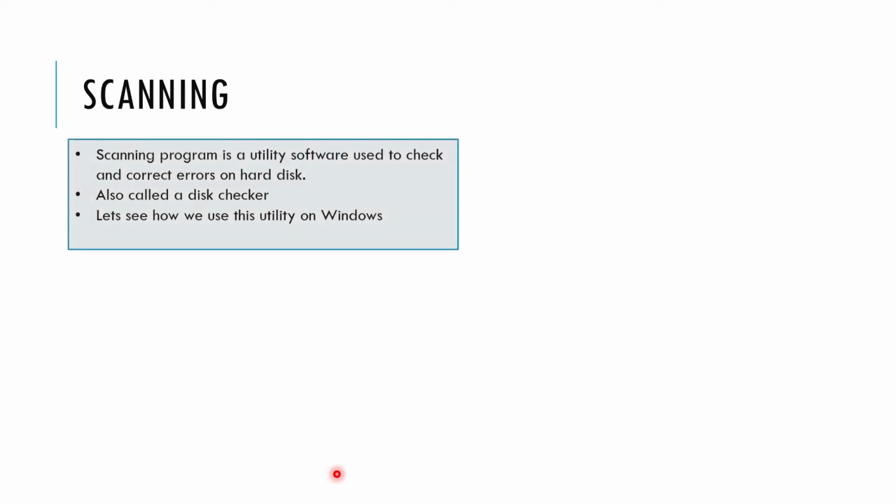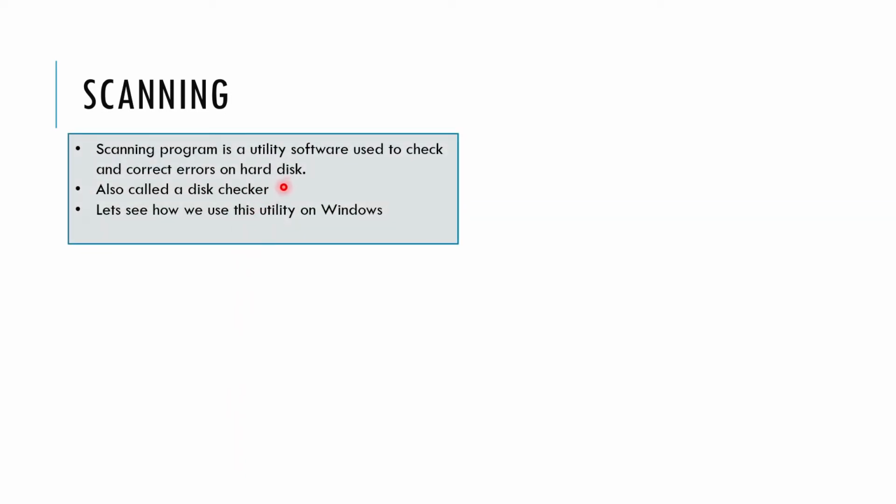Now let's take a look at the scanning utility. A scanning program is a utility software used to check and correct errors on the hard disk. Basically, it checks the surface of the hard disk, which is divided into parts called sectors, for any defects and marks those defective sectors as bad sectors. Thus, it prevents data from being written on these bad sectors. This is also called a disk checker.